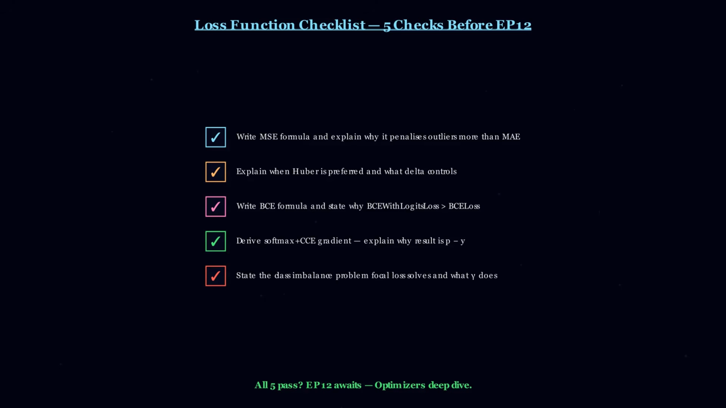Check 4. You can explain the Softmax CCE gradient derivation, why the gradient is P minus Y, and what that means intuitively. Check 5. You can state the problem focal loss solves and what the gamma parameter controls. 5 checks. All pass. Episode 12 awaits. Optimisers: SGD, Momentum, RMSProp, Adam, AdamW. The algorithms that use the gradients and losses you now understand.